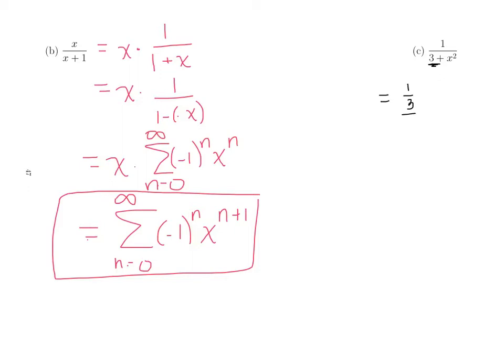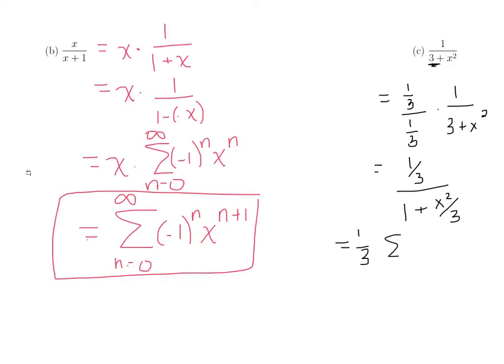The best way to do that is to multiply the top and the bottom by 1/3, and that will take care of the 3 in the denominator. So we have a 1/3 here, a 1/3 on top, and then a 1 plus x squared over 3 in the denominator. And so hopefully now we can go ahead and write out the power series for that. So we have 1/3 times the sum, n equals 0 to infinity. Here's our 1 minus something, and in this case we have x squared over 3. And remember, it is negative in this case because it's plus and not minus.